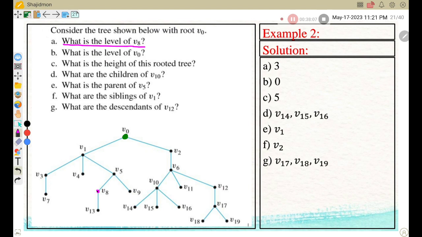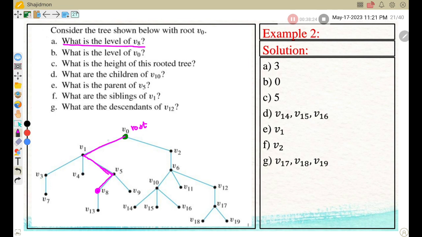Where is V8? This is V8, correct? So what is the level of this vertex? What is the meaning of the level of a vertex actually? Starting from the root vertex, draw a path up to that vertex. The path will be unique, only one path you can see. See, this is the path.